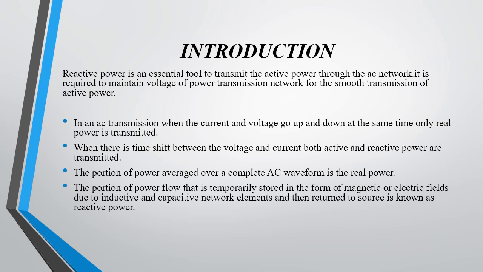In an AC transmission, when the current and voltage go up and down at the same time, only real power is transmitted. When there is time shift between the voltage and current, both active and reactive power are transmitted. The portion of power averaged over a complete AC waveform is the real power. The portion of the power flow that is temporarily stored in the form of magnetic or electric fields due to inductive and capacitive network elements and then returned to sources is known as reactive power.